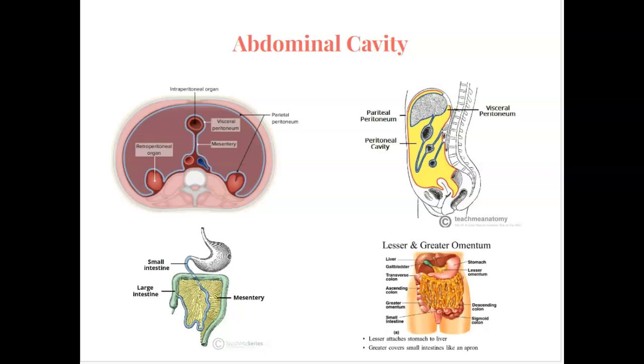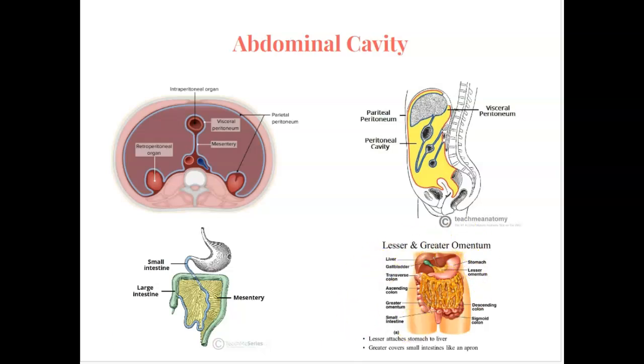The omentum can be broken up a little bit. It's going to be a specific type of double fold peritoneum that extends from the stomach to another organ. Then we have the lesser omentum, which is extending superiorly from the lesser curvature of the stomach to portions of the liver, and then the greater omentum connects the transverse colon to the greater curvature of the stomach inferiorly, which we can see in this picture down here.